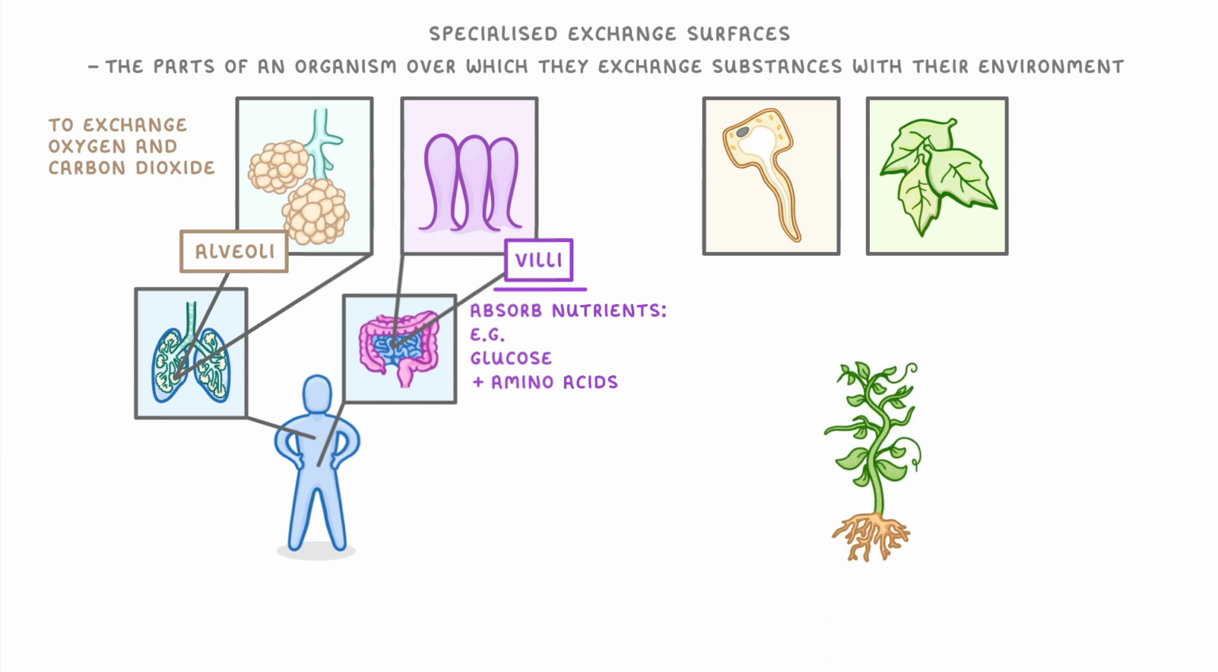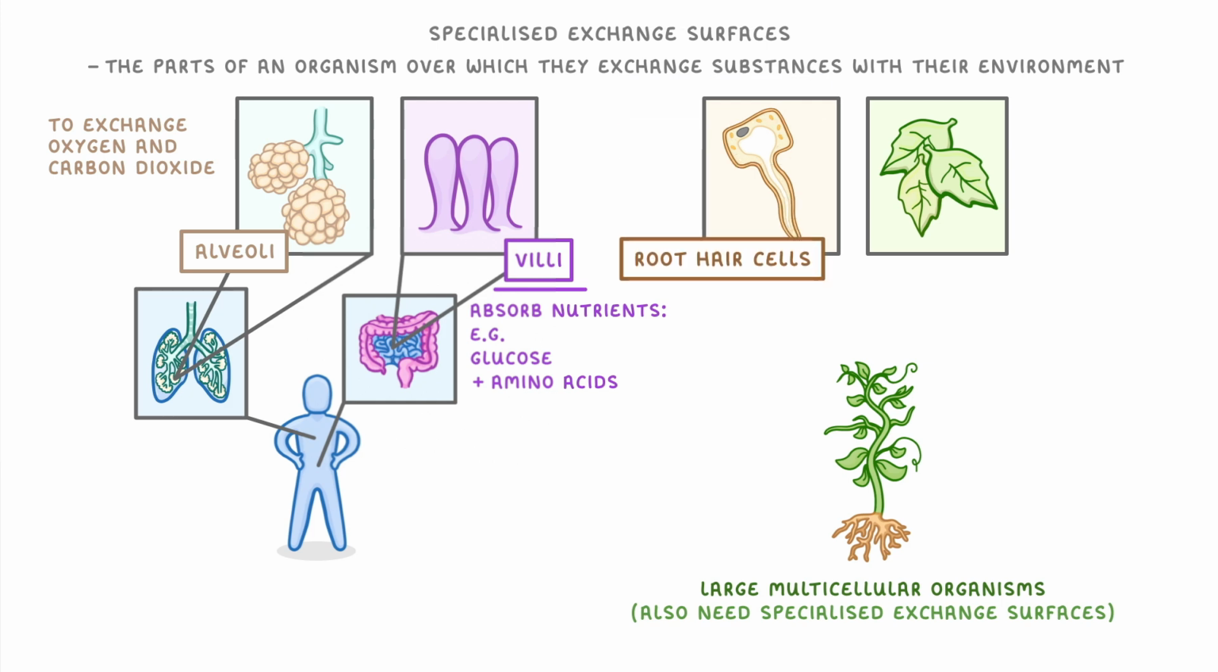If we consider plants instead now, these are also large multicellular organisms, and so they also need to have specialized exchange surfaces. For example, they have root hair cells, which help them to absorb water and mineral ions from the soil, and leaves, which help them to absorb the carbon dioxide they need from the air.